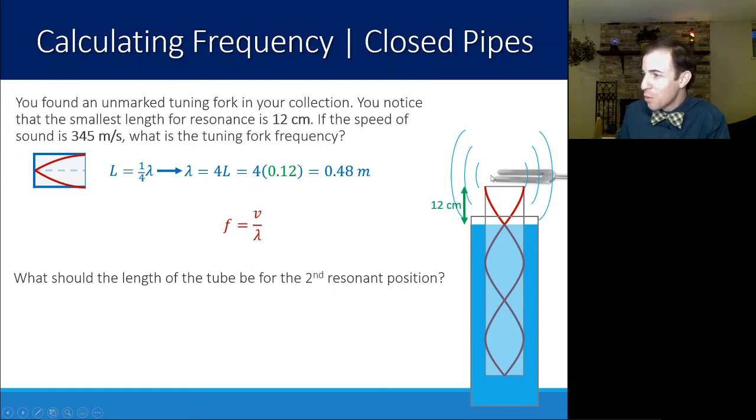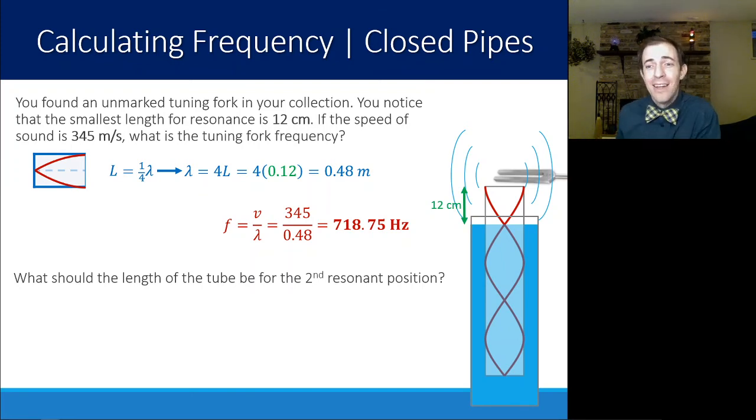Because the wavelength would be how long would it have to be to go one complete wave. Only a quarter of that wave is actually above the water. So if I plug that in for my wavelength, 345 divided by 0.48 is telling me that my tuning fork has a frequency of 718.75 hertz. That can map me to the note that it's actually producing. The next question then is, what should the length of the tube be for the second resonant position?